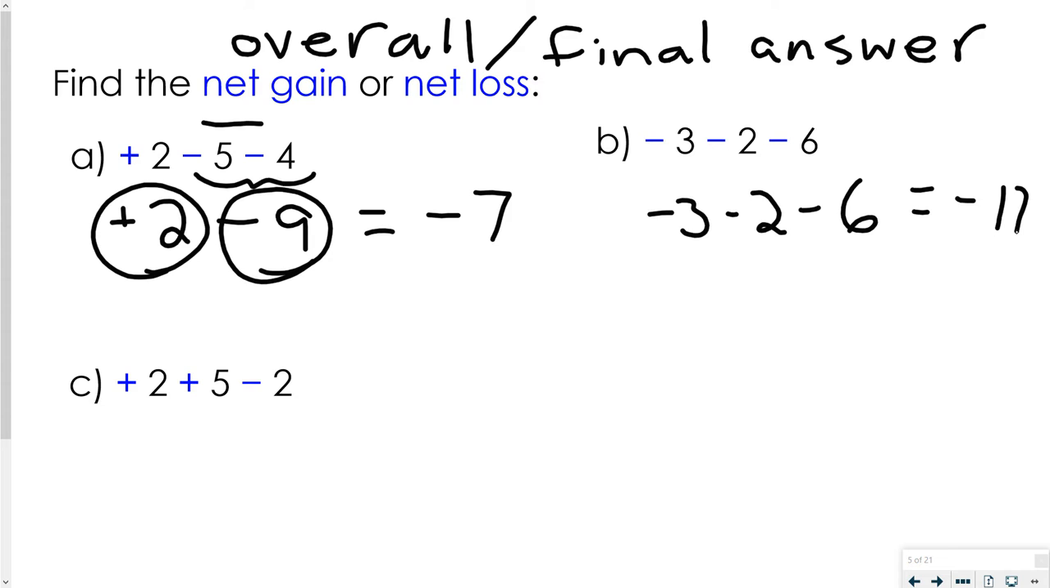In question C, I have 2 gains, which amount to a gain of 7, and then I have a loss of 2. So which one's bigger? Well, my gain is bigger. And how much bigger is the gain? It is 5 bigger.